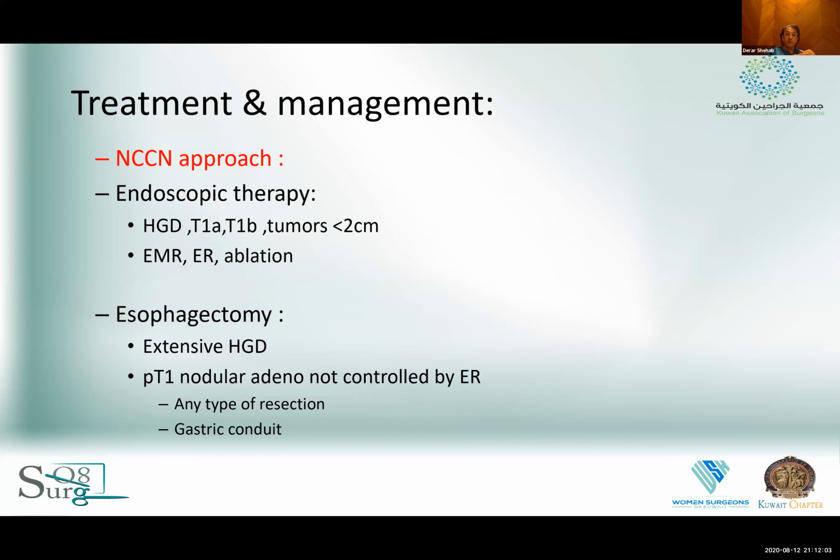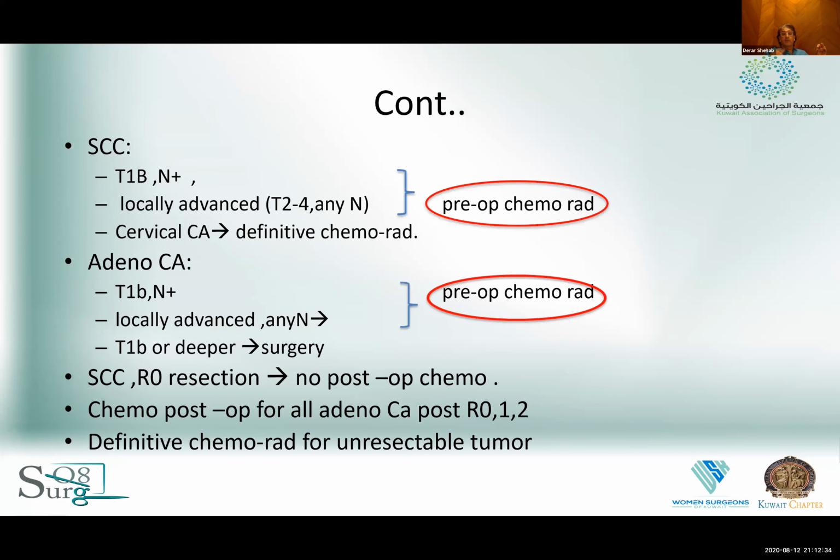And also they are recommending that esophagectomy is warranted and indicated in extensive high-grade dysplasia, or T1 or adenocarcinoma that cannot be controlled by endoscopic resection. So they recommended that basically you can do any type of esophagectomy, but the best conduit is going to be a gastric conduit.